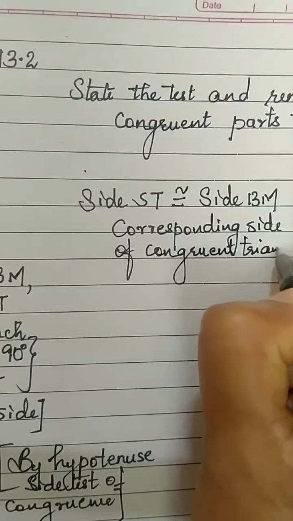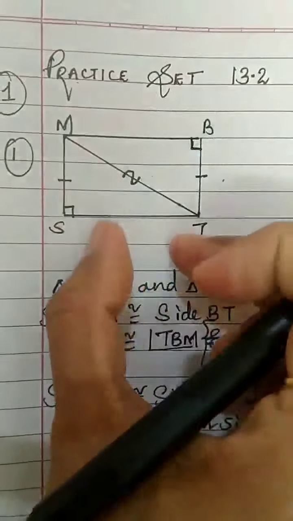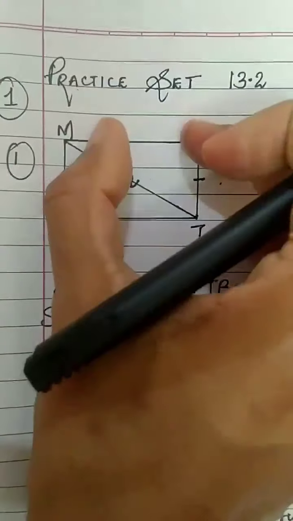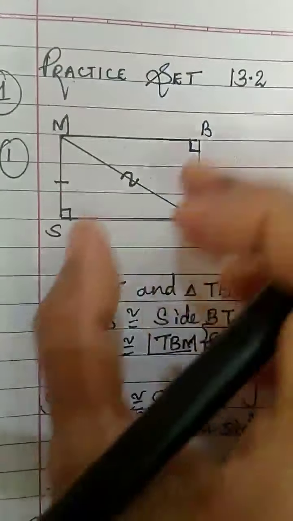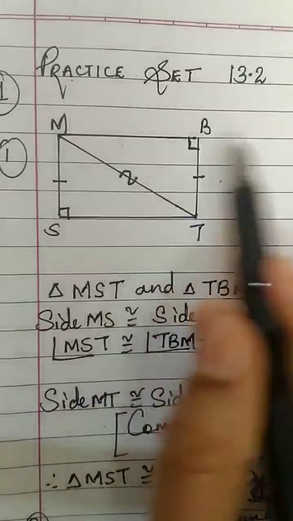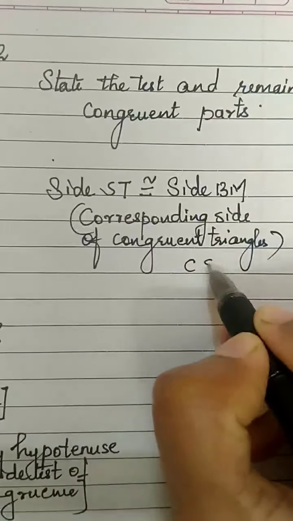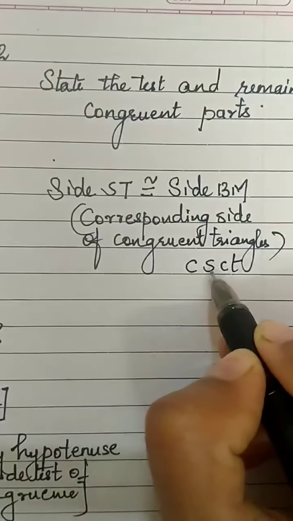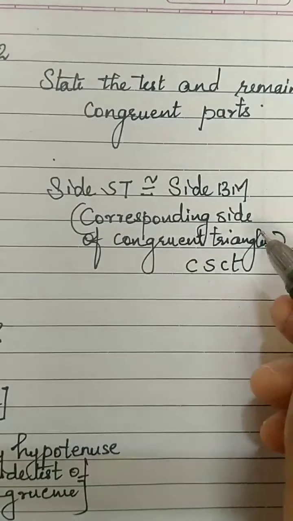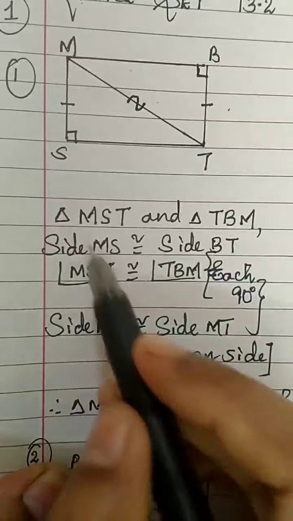Already both the triangles are congruent. Then side ST of one triangle will be congruent to the corresponding side, here it is MB, of the second triangle. So we say corresponding sides of congruent triangles. In short, we name it CSCT. Okay, so three sides are over: one side here and two sides already taken.